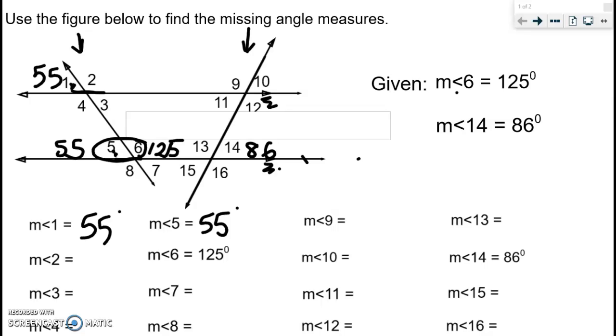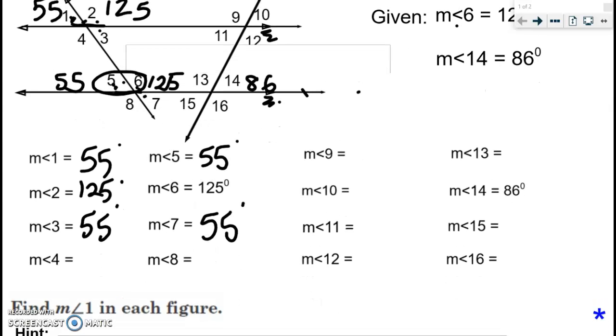Angle 2 is going to be a linear pair, but also it's corresponding with 6. So 2 must also be 125 degrees. 3 must be congruent to 1 because they're vertical angles, so 55 degrees. 7 is a linear pair with 6, or it's vertical angles with 5, so it must be congruent to 5, which is 55 degrees. Let's go with 4. 4 is vertical angles with 2, so that must be 125. And 8 is vertical angles with 6, so that must also be 125.